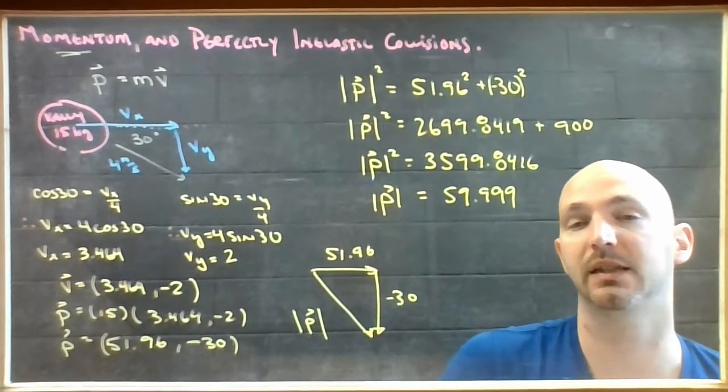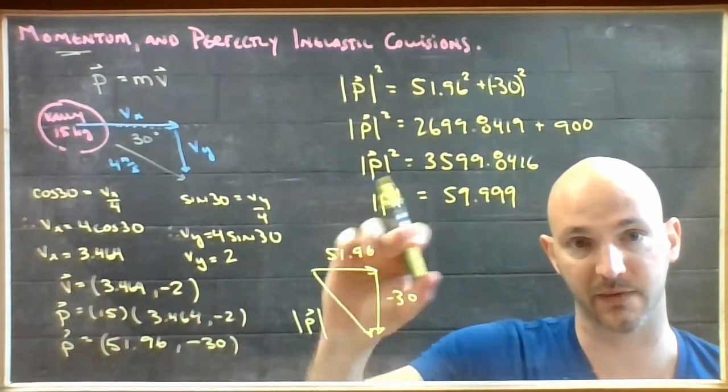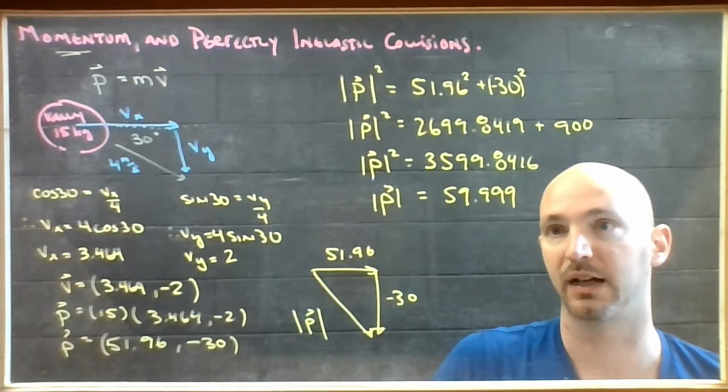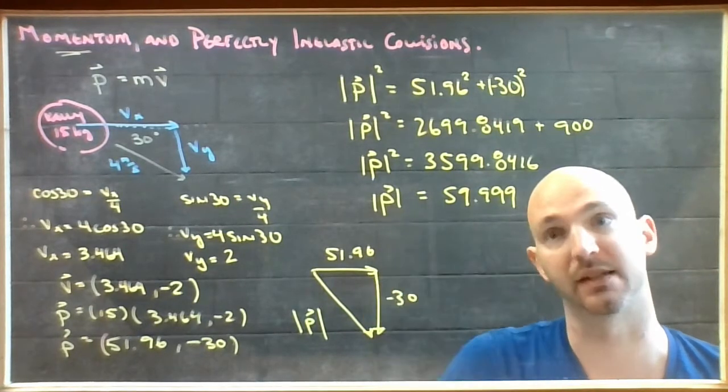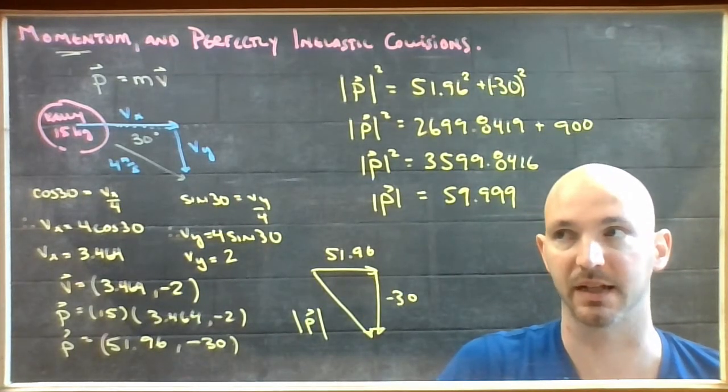Now I have a feeling that if I had not rounded down here, this would have ended up as exactly 60. That is basically 60, depending on how many decimal points you want to take.